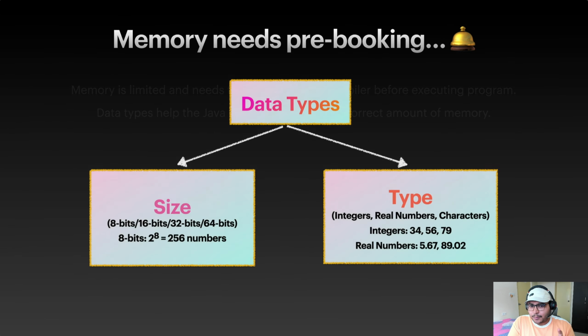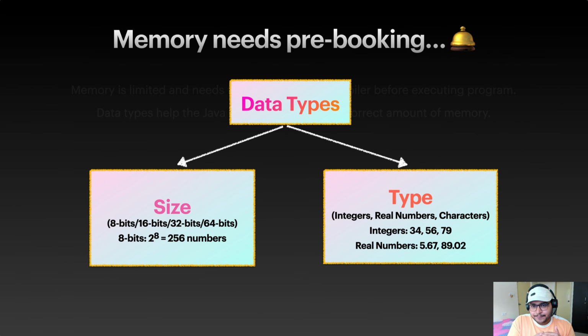Data type is a property associated with a piece of data which tells two things. First is size, as to how much memory needs to be reserved for that data. This also sets a limit on the maximum value that can be stored in that memory location. For example, an 8-bit data type can store only up to 2 power 8, that is 256 numbers only.